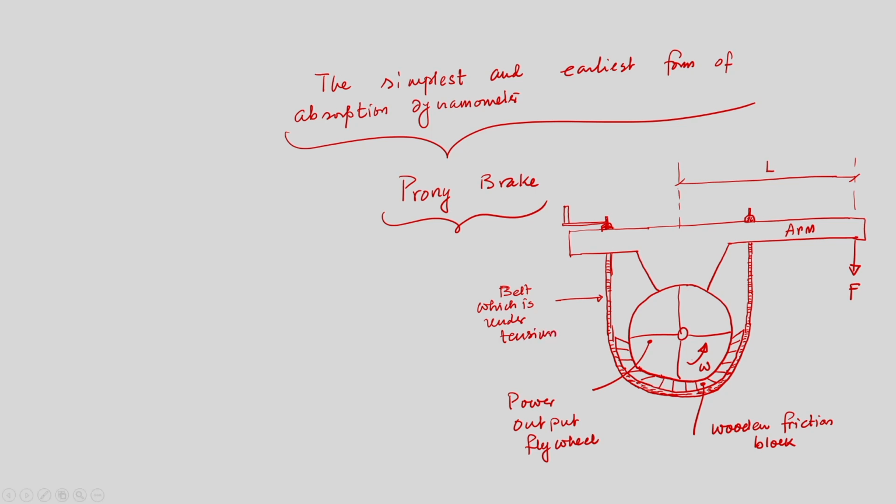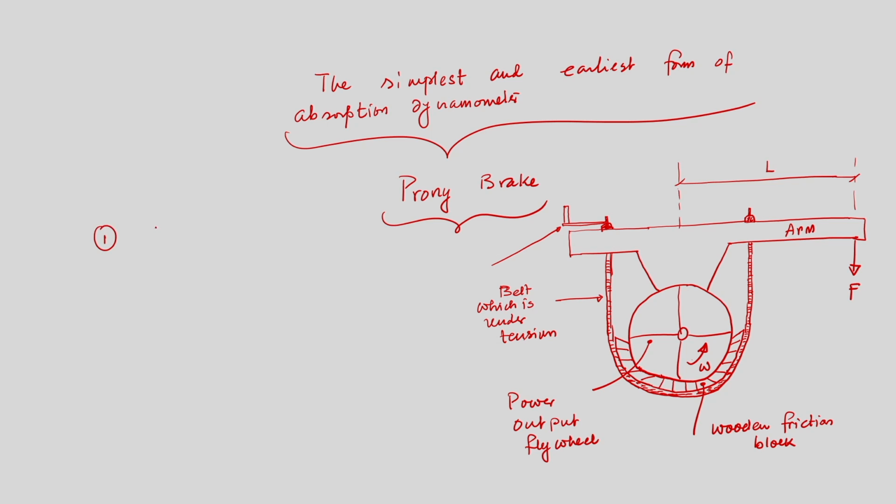And this arrangement, that is what I was telling. What we can see from the schematic is that this is the schematic of a Prony brake, which is the very simplest and earliest form of the absorption type dynamometer. What are the different parts of this instrument?